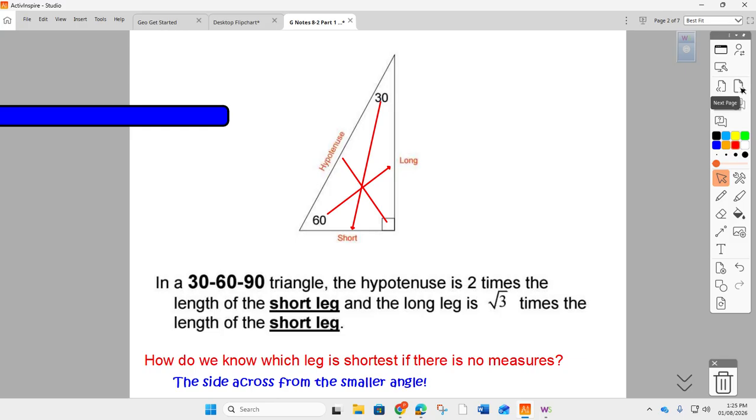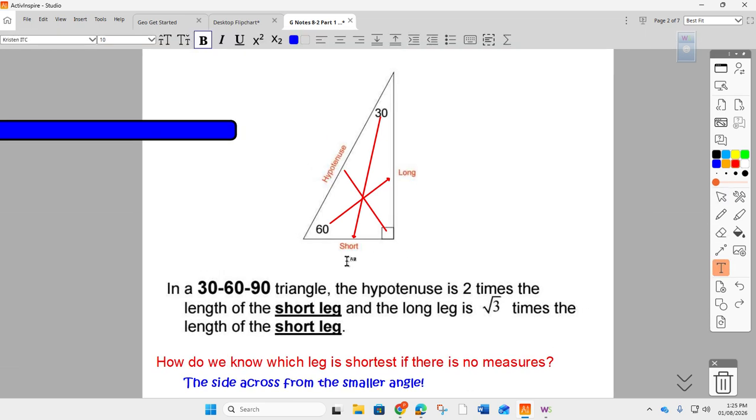Okay. So that being said, there's a rule that says that the hypotenuse is always 2 times the length of the short leg. So let's say, and you don't have to write this, what's your favorite number, Jamari? 11. Let's say that the short leg is 11. Well, now we know the hypotenuse is 22 because it's 2 times the short leg. Okay? Make sense? Yeah. Yep.